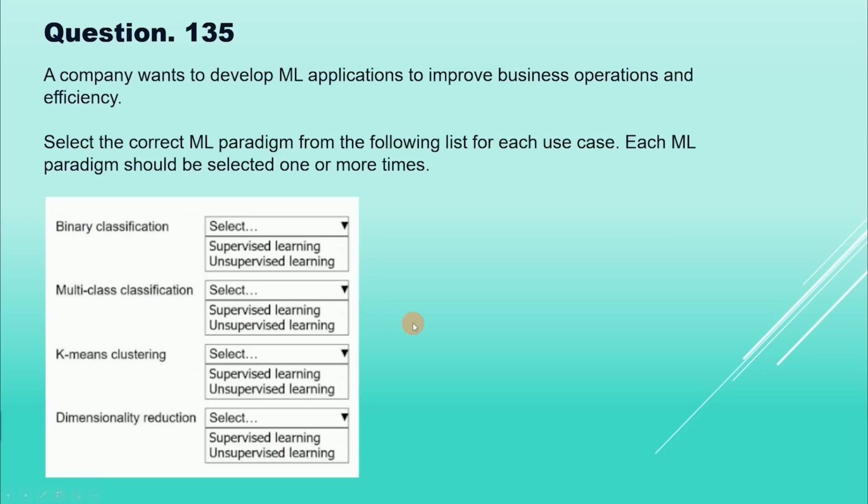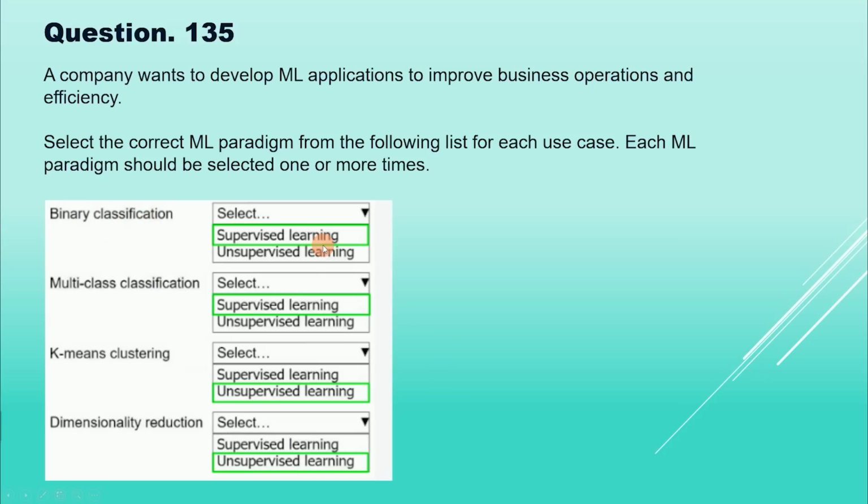And the correct answer here will be, I'm just going to reveal the correct answer. Binary classification, supervised learning. Multi-class classification, supervised learning. K-means clustering, unsupervised learning. Dimensionality reduction, unsupervised learning. Because both techniques, that is binary classification and multi-class classification, need the model with labeled data. And wherever labeled data comes into the picture, supervised learning will be the correct answer. And now K-means clustering and dimensionality reduction, these both need unlabeled data. So unsupervised learning will be the correct answer here.